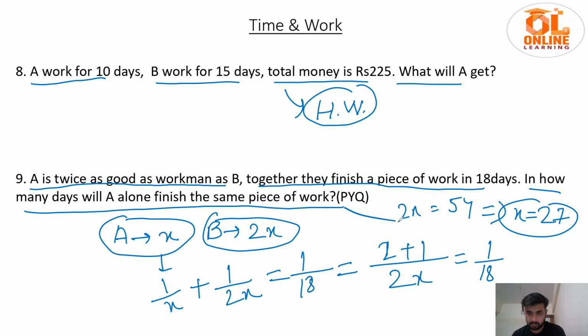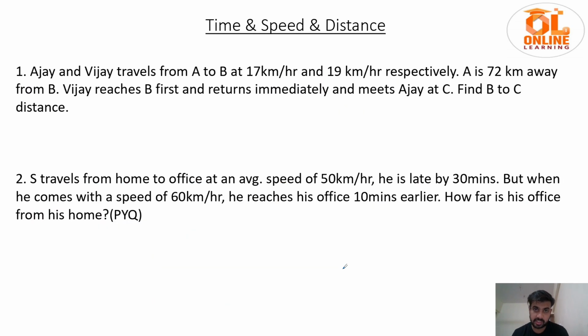So A will complete the same piece of work alone in 27 days, and B will complete the same piece of work in 27 into 2, that is 54 days. I hope you all have understood. Let us move towards the next question.